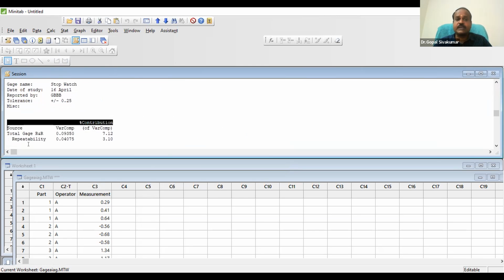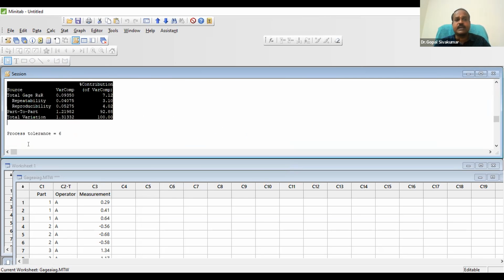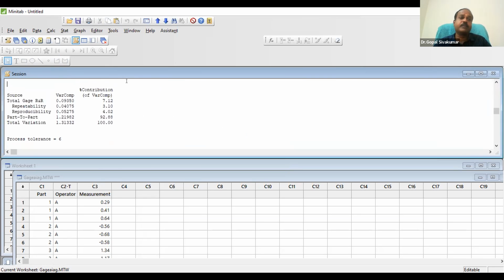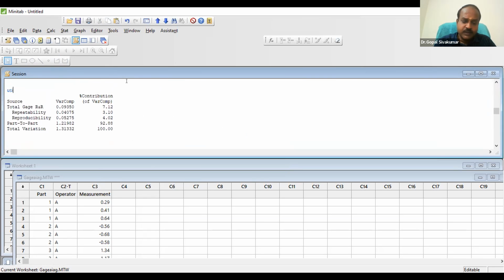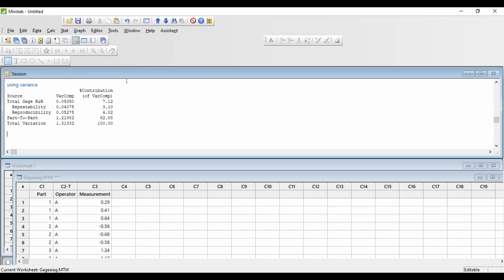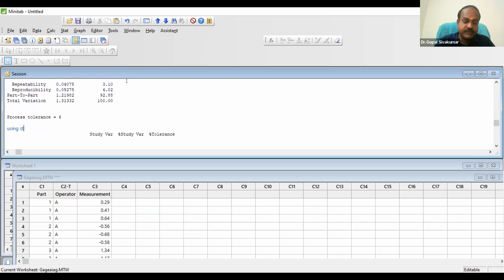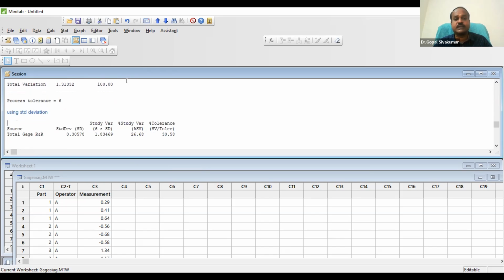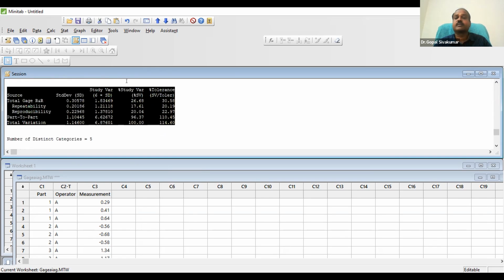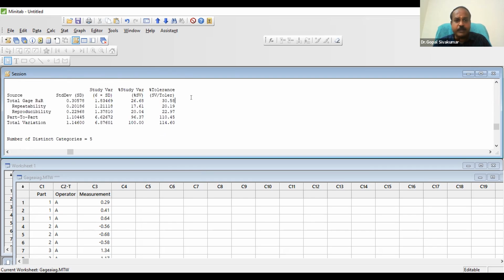And now there is first table which you can skip. Because the first table is constructed using variance, but the second table is constructed using standard deviation. Our discussion is based on standard deviation, so we must look at the second table only. All right. And now tell me, how much is the gauge R&R?